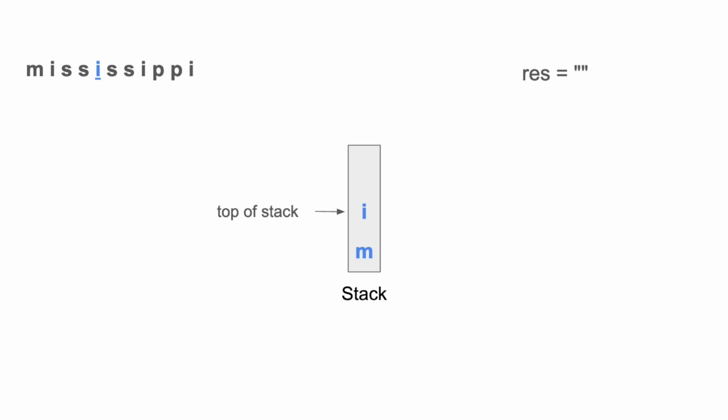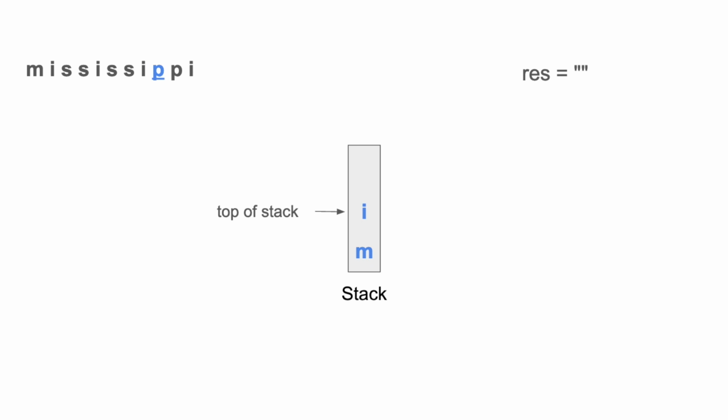In the next step the character is I, and the top of the stack is also I, so we will pop again. In the next step we see S and the top of the stack is M. We are going to push S to the stack. Again we see the character S is equal to the top of the stack, so we are going to remove it, pop it from the stack. The next step is I and the top of the stack is M, so we are going to push I here.